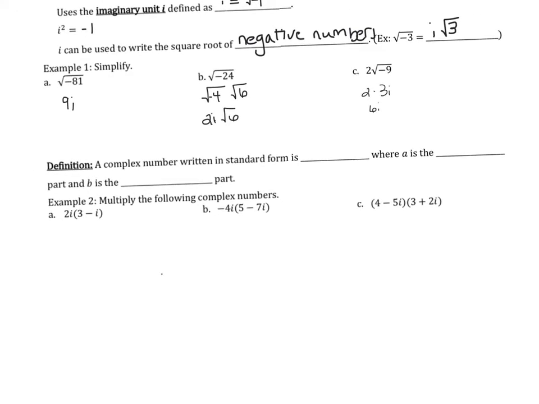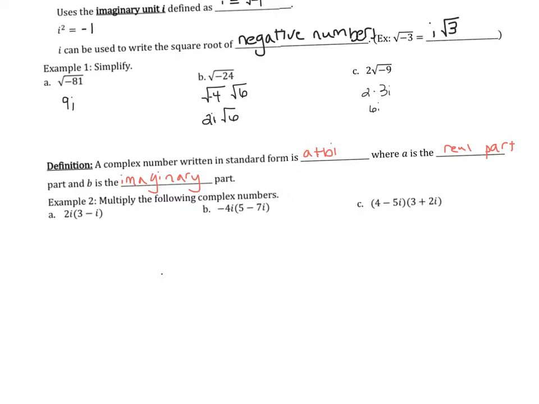All right, let's talk about the definition of a complex number. A complex number written in standard form is a plus bi, where a is the real part and b is the imaginary part. We always write the real part, then the imaginary part when we're writing a complex number.